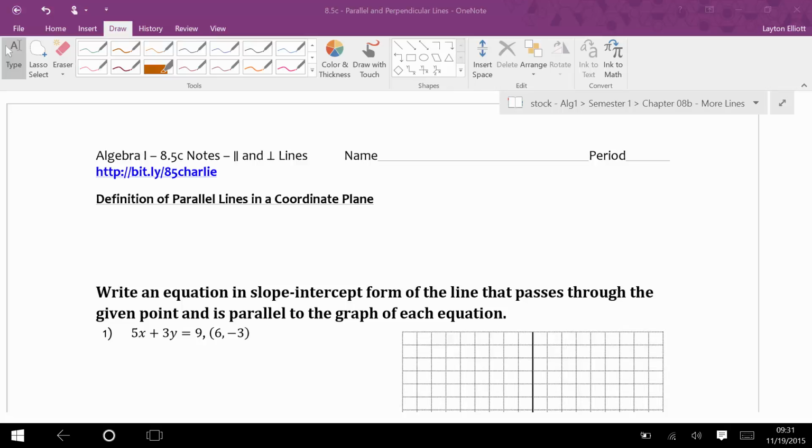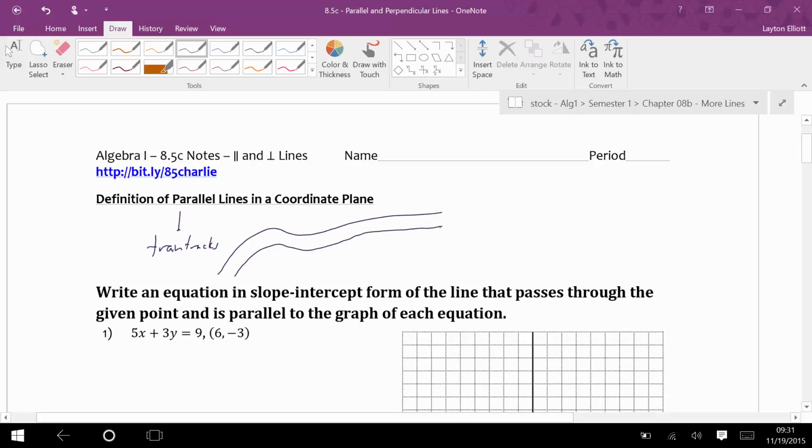So we've been learning about how to write equations of lines, and we have some new types of problems to look at. One of them has to do with parallel lines. This first thing talks about the definition of parallel lines in a coordinate plane. I want you to think of parallel lines as train tracks. Train tracks can never cross or else the train's in trouble, and here's kind of a movable train track, but you can kind of see that those two are running parallel to each other.